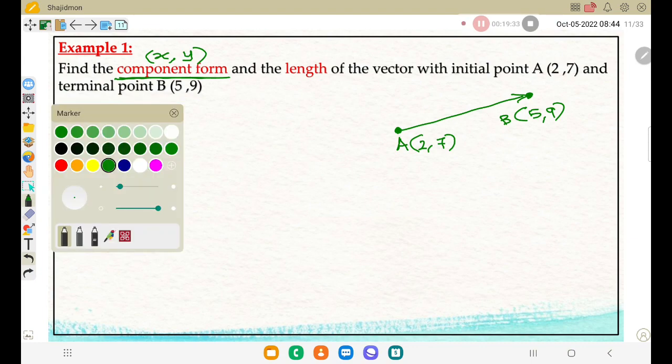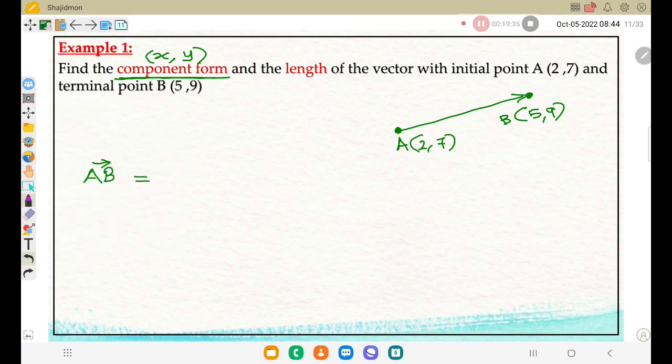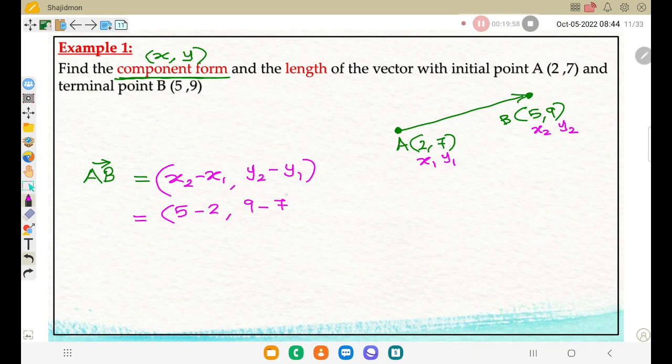You remember what we studied just before. For example, this is the first point x1, y1 and this is x2, y2. Now what did we study for vector AB in component form? x2 minus x1, comma y2 minus y1. Apply the numbers. What is the x2 number there? 5 minus what is x1? 2. And the y2 number 9 minus the y1 number, which is 7.